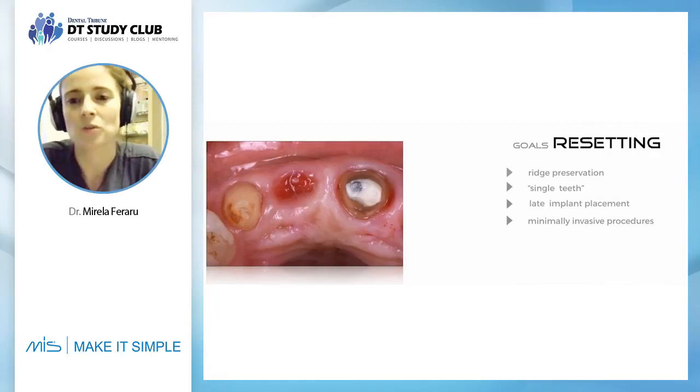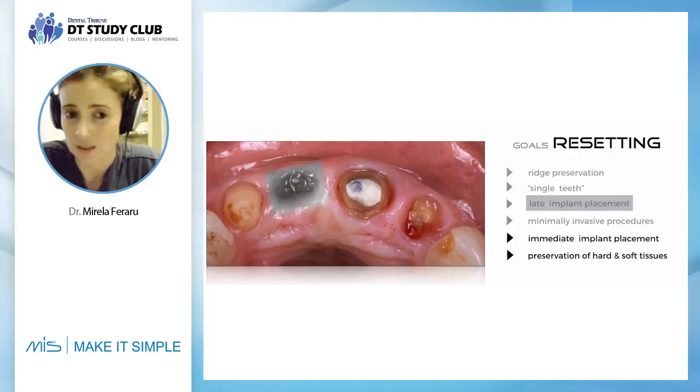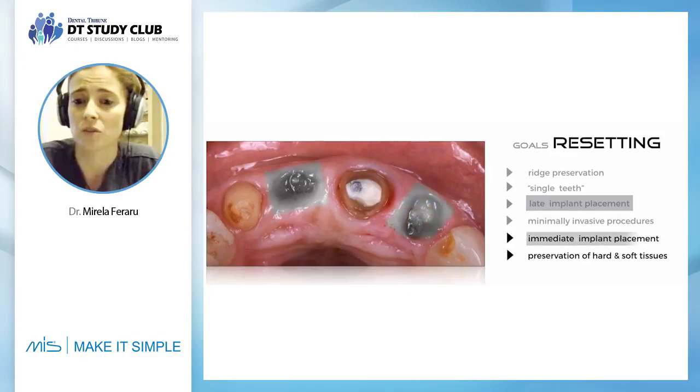So we had to reset our goals, because what we used to have as a delayed approach with only one side to address, now we are going to have not only a late implant placement in this area, but also an immediate implant placement in the area of the 22.